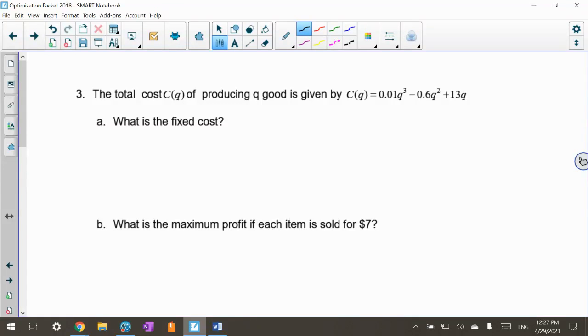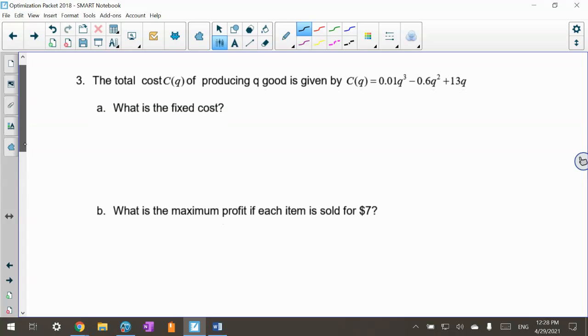Okay, this is our third and final problem on the economics lab for my Calculus 1 class. And again, remember, this is just the tip of the iceberg for economics, but I wanted to give you a little taste of it. This one said the total cost, C of Q, of producing Q goods is given by this cost equation: C of Q equals 0.01 Q cubed minus 0.6 Q squared plus 13Q. So this is our cost equation. This is what it costs to produce Q items. Q is the number of items.